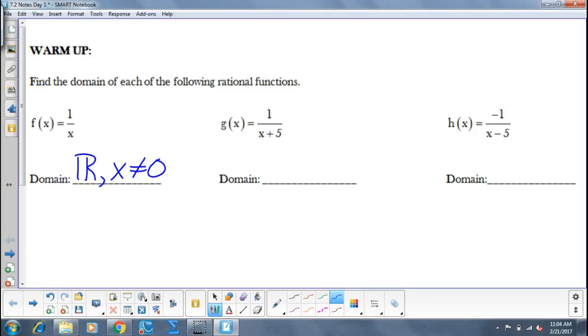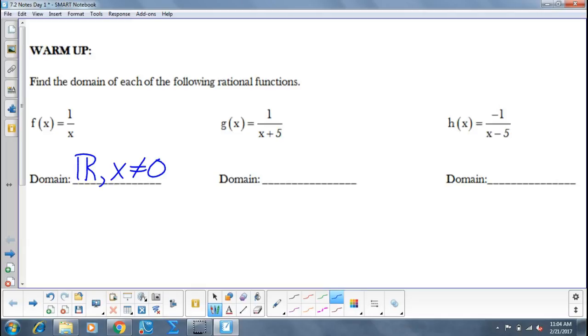And how did you come up with that, Claire? That's what makes the denominator 0. We don't want the denominator to be 0, so we're only looking at the denominator in terms of the domain. Yes?